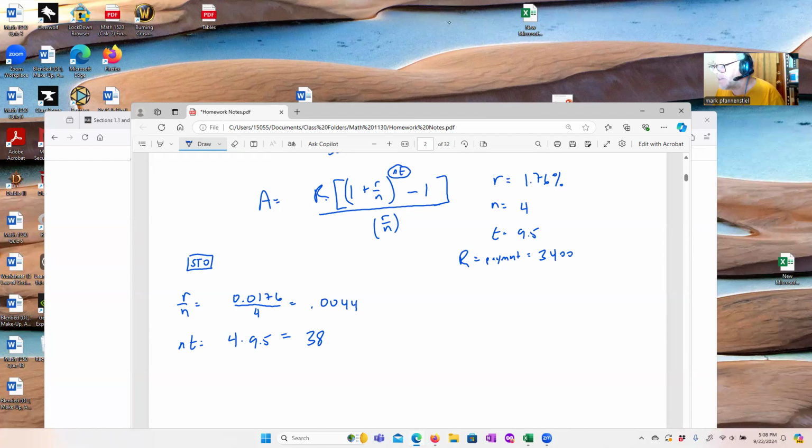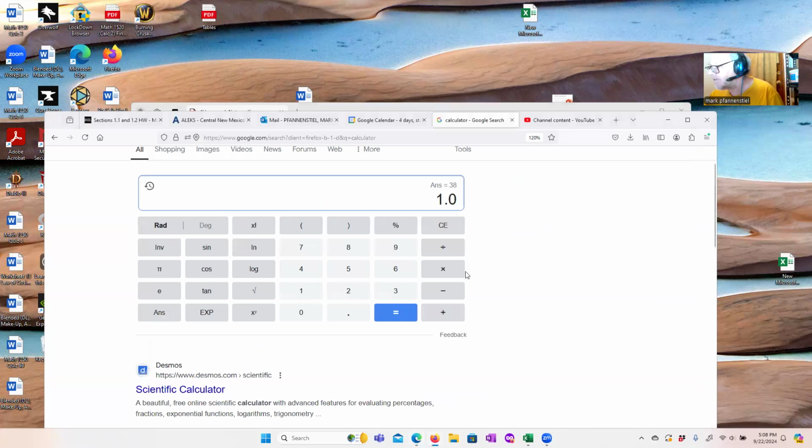So going back to this, 1 plus R over N, right? We could type that in because we know it's 1.0044. Okay, so we have 1.0044. It's 1 plus R over N, raised to the 38th power, because that was my n times my t. Oh, I don't want that. I wanted raised to the 38th power. Okay, so that's what that is.